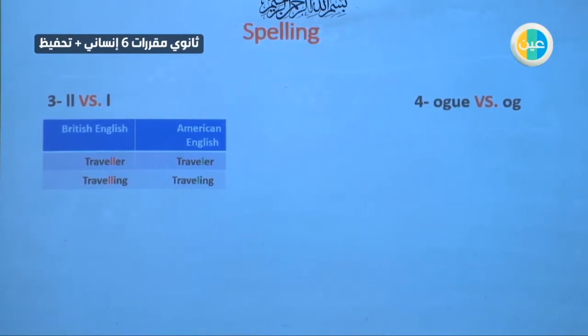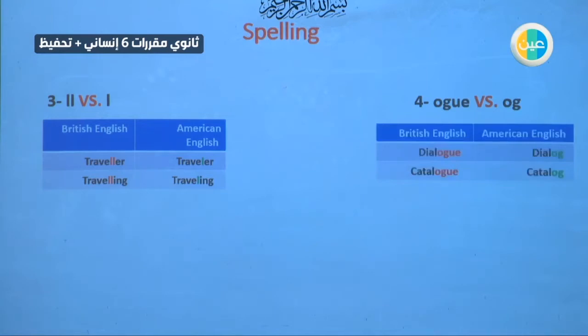Here we have double L and L. If you remember the first slide, I wrote traveler with one L because this is the American spelling, one L, not double L. So traveller, double L here, then E-R. For American, it is traveler without double L. British, travelling, double L. For American, it is traveling, just one L.